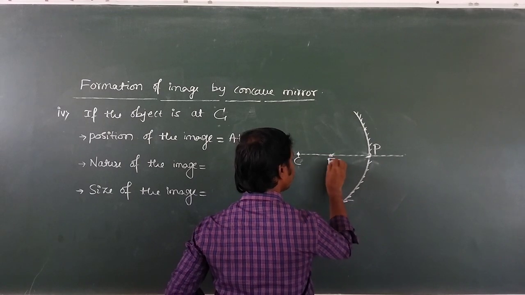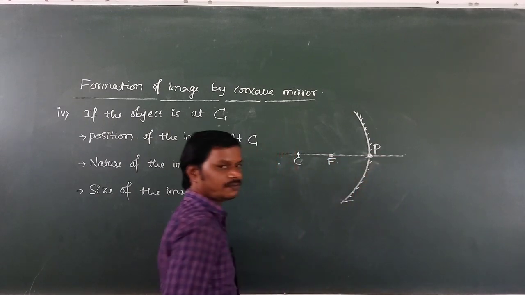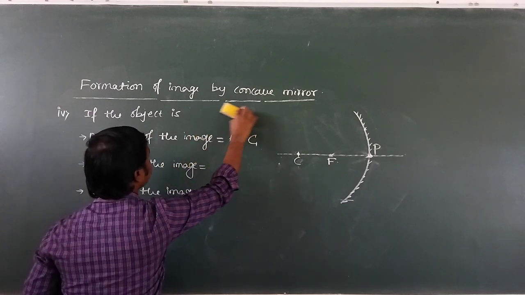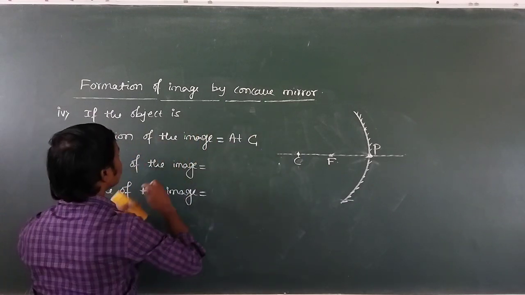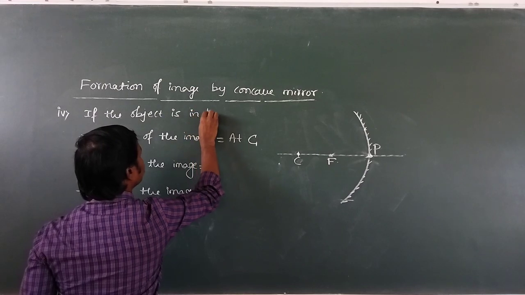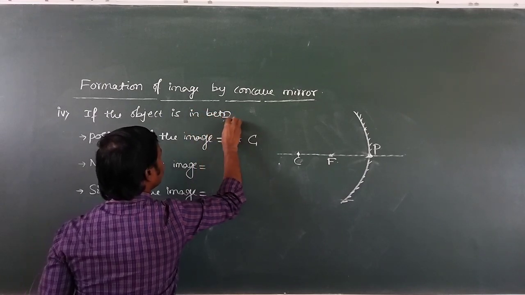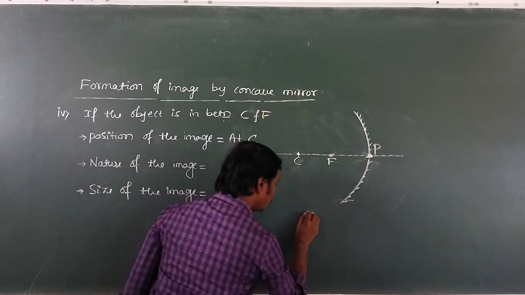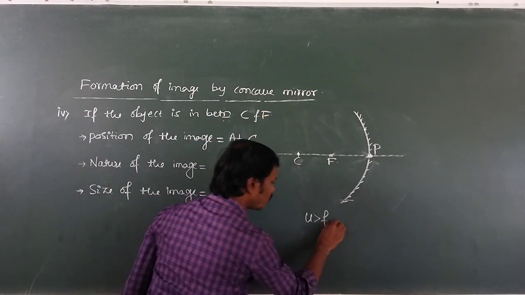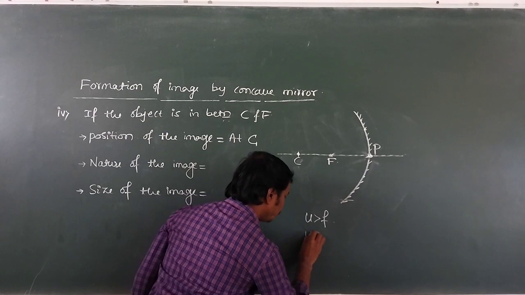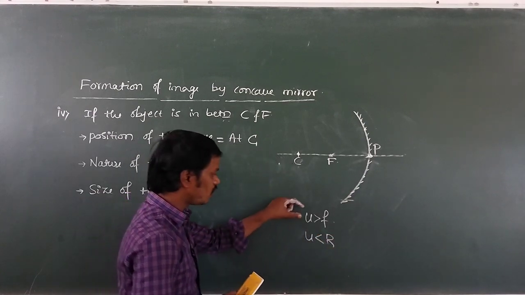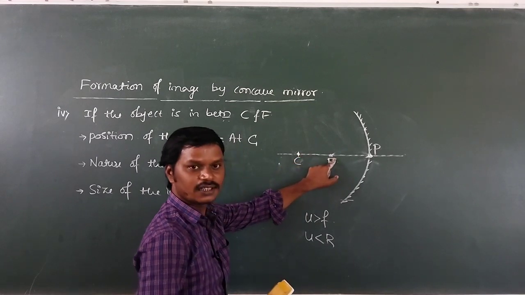Then it is focus, pole as usual. Then fourth case. What is the fourth case? If the object is in between C and F. What is its meaning? Object distance greater than focal length and object distance less than radius of curvature. What is its meaning? The object lies in between C and F.